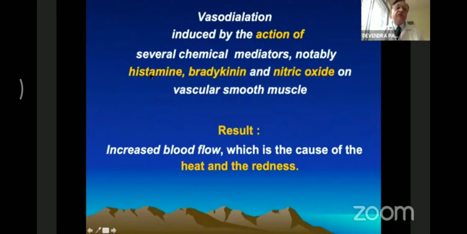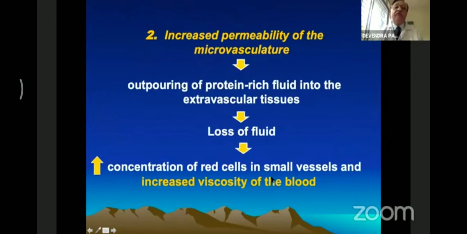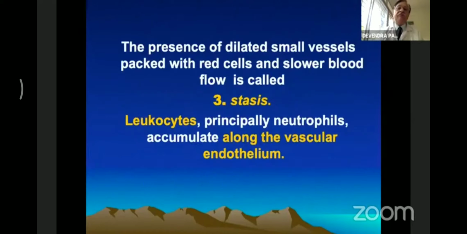Okay, this is induced by histamine, bradykinin, and nitric oxide, and the result that we see clinically is heat and redness in the inflamed area. Then there is increased permeability of the microvasculature, outpouring of protein-rich fluid, loss of fluid from inside the blood vessels, increased red cell concentration, and increased viscosity of the blood. Naturally, blood will slow down. It will move slowly. Stasis will occur.